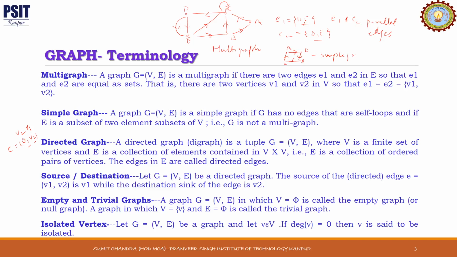Empty graph means that the vertex set is empty, so obviously the edge set is also empty. And a trivial graph means that there is only a single vertex and no edge. An isolated vertex means a vertex which is not connected. For example, this is a particular graph and this is a vertex F. So in this graph, F is an isolated vertex, because it is not connected to the graph.